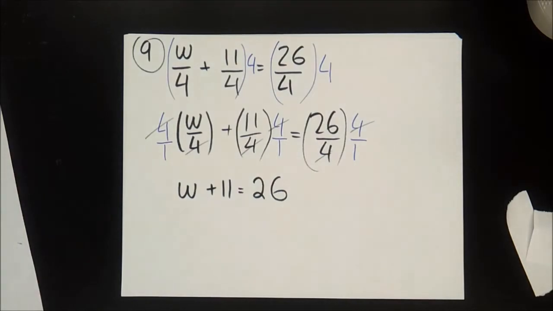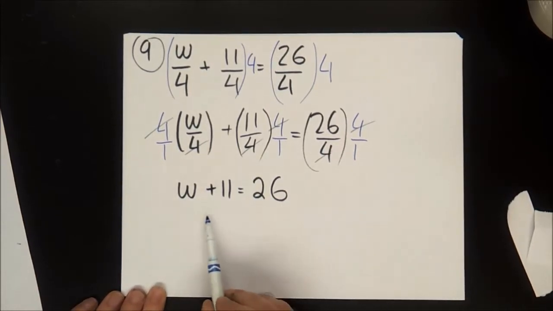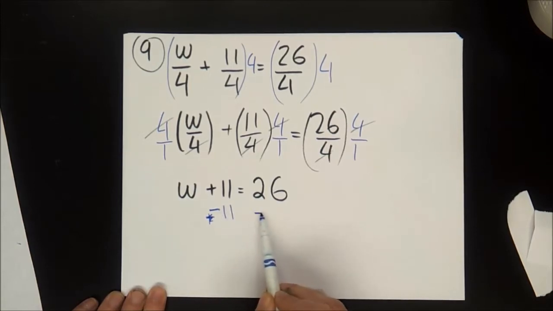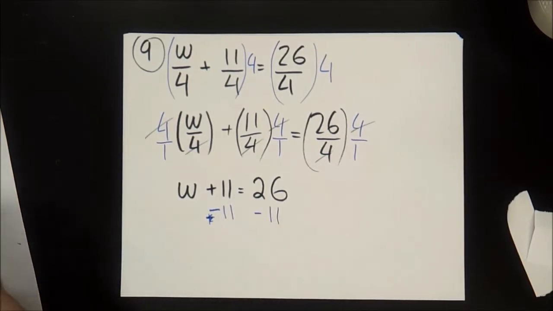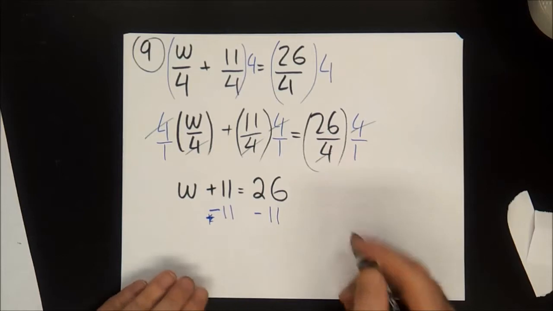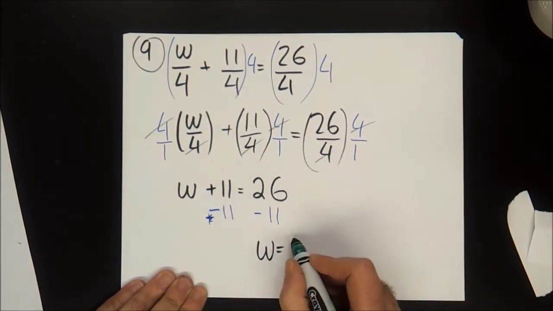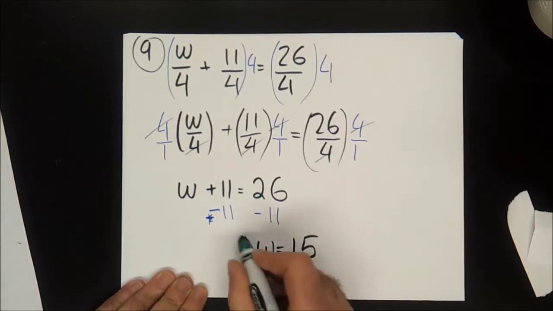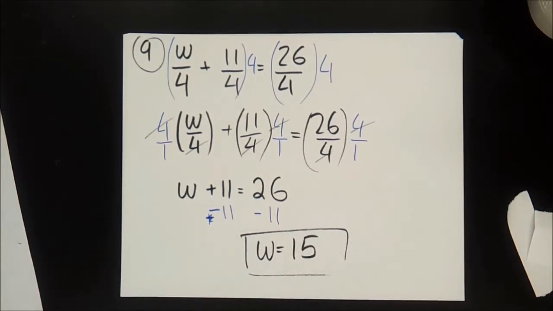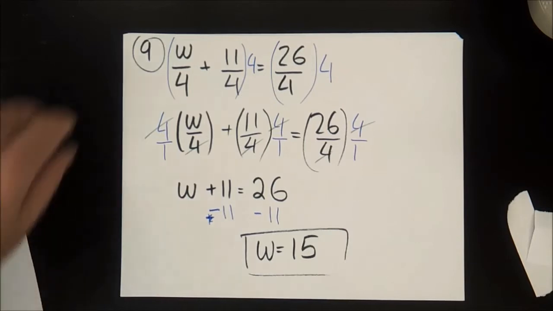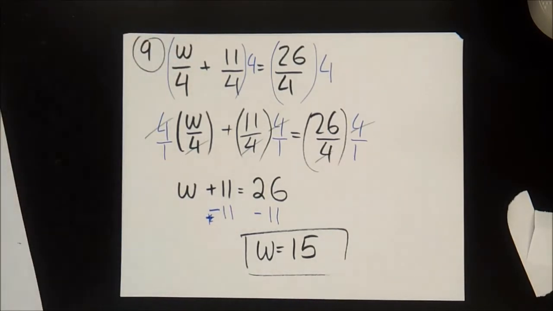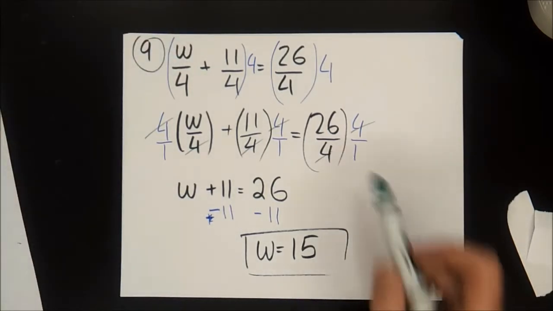Now I just have a single step left. This is not bad at all. Got to isolate the W, get rid of the W by subtracting 11 from both sides, not adding. So W equals to 26 minus 11, which is 15. Final answer, you can verify it by taking this 15, plugging it in here, and then crunching your numbers. It should come up with this.